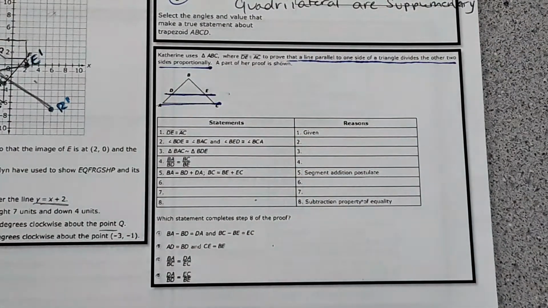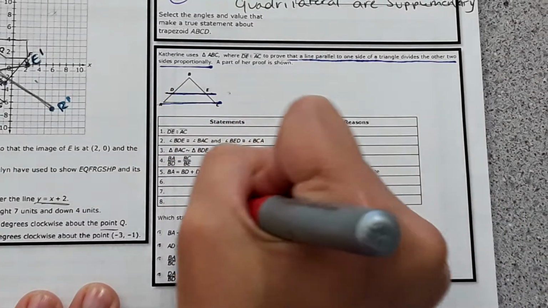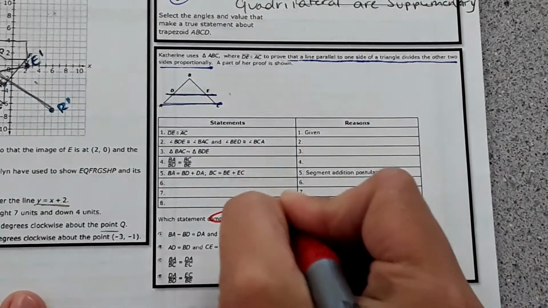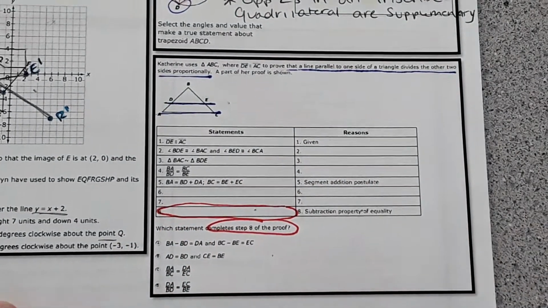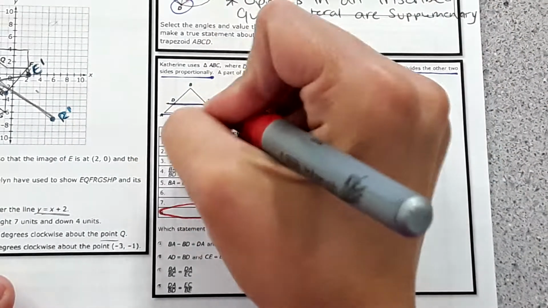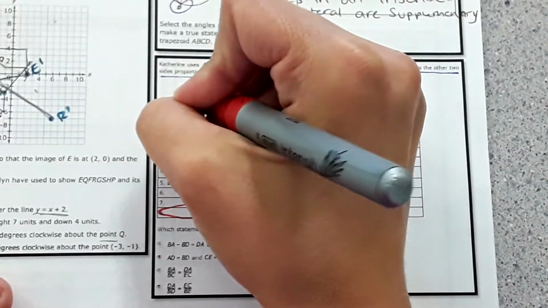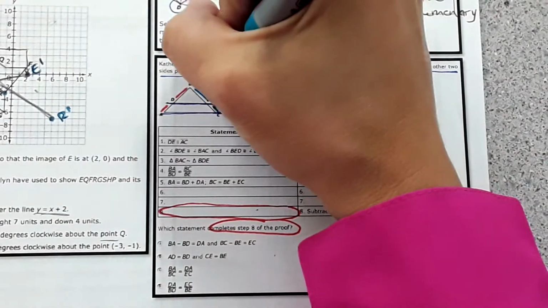There's a lot of blanks in this proof, but we need to look at what it's actually looking for. It says which statement completes step 8. That is literally the last step here. That's going to be our proof statement. So they told us that we have to prove that the parallel line divides this proportionally. So this is proportional to this, and this here is proportional to this.